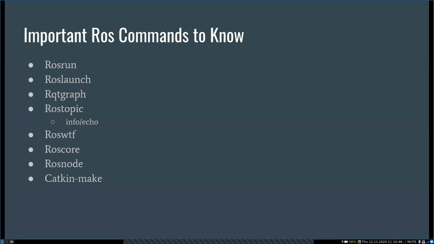And you should know these ROS commands. You know how to launch nodes with rosrun. roslaunch should be launching ROS files. rqt_graph will be showing you a visualization of your ROS system, so like all the nodes and topics in between them. You should know how to use rostopic to echo or info, get some info about the topic. You should know about roswtf. And you should know about roscore, which will launch your main ROS master. And you should know about rosnode and catkin_make, which builds your workspace.